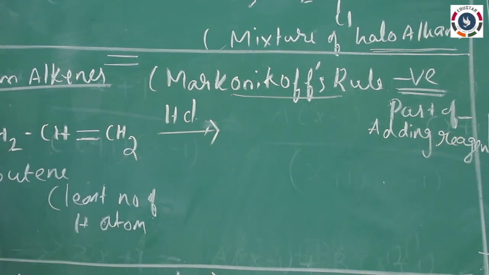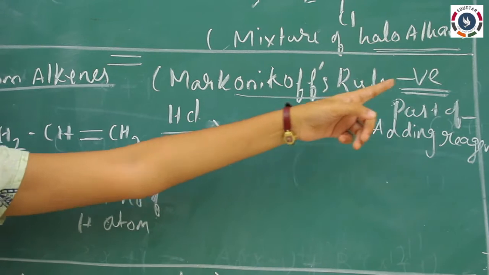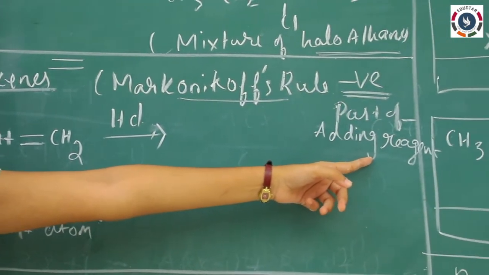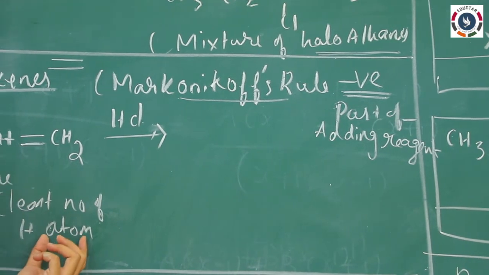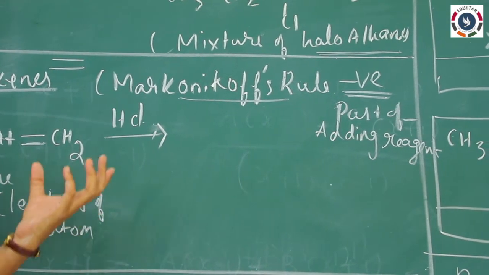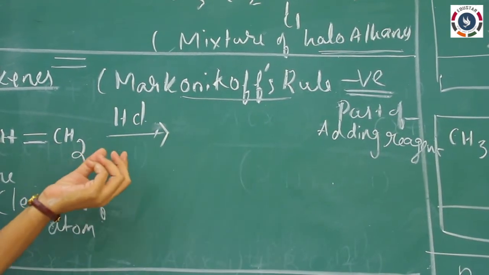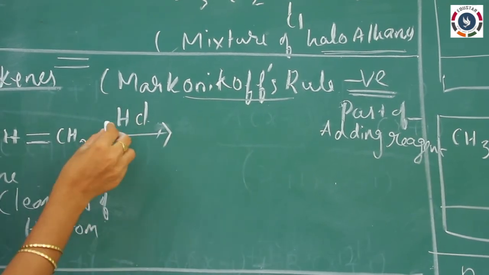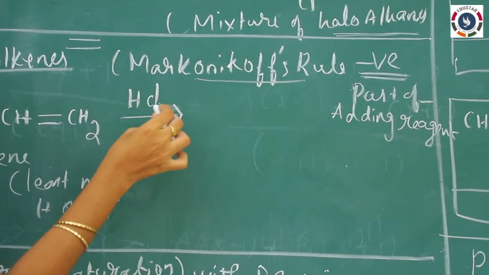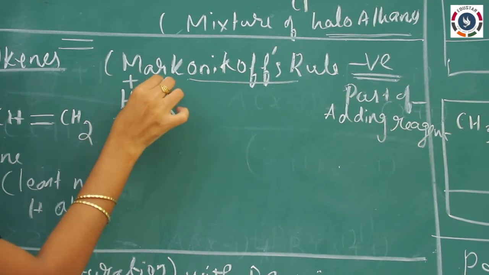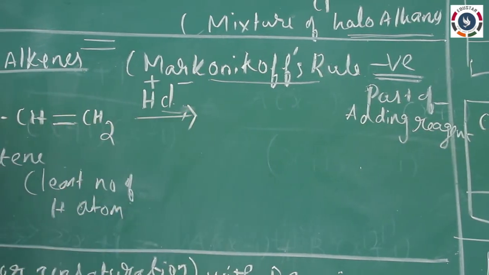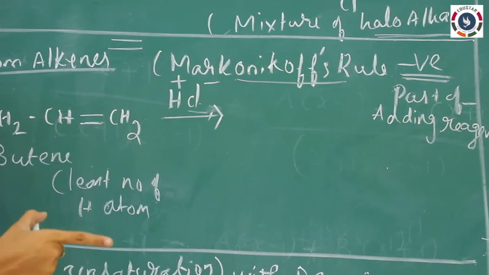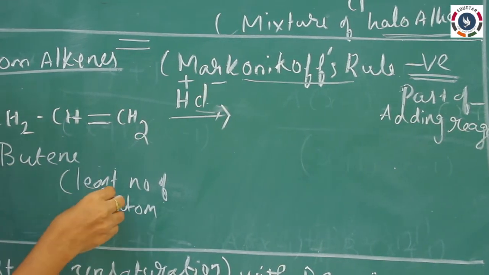So let me repeat the Markovnikov rule. The negative part of the adding reagent is going to add to the carbon with the least number of hydrogen atoms. Here we can find which is the negative part in HCl. This is the reagent I have taken, H plus Cl minus. So which will be the negative part? This is the negative part, and it will choose the carbon atom which has the least number of hydrogen atoms.